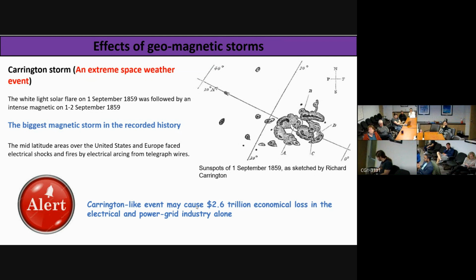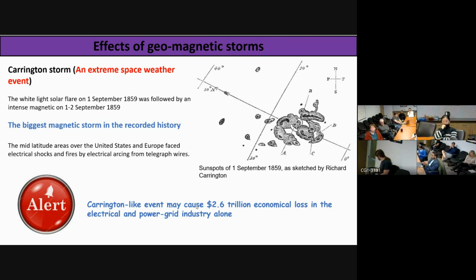So in order to avoid those huge economic losses, it is very important to predict the arrival, and also to know what will be the intensity of the geomagnetic storm associated with those solar eruptions. So we want to predict those in advance in order to avoid this kind of economic losses.